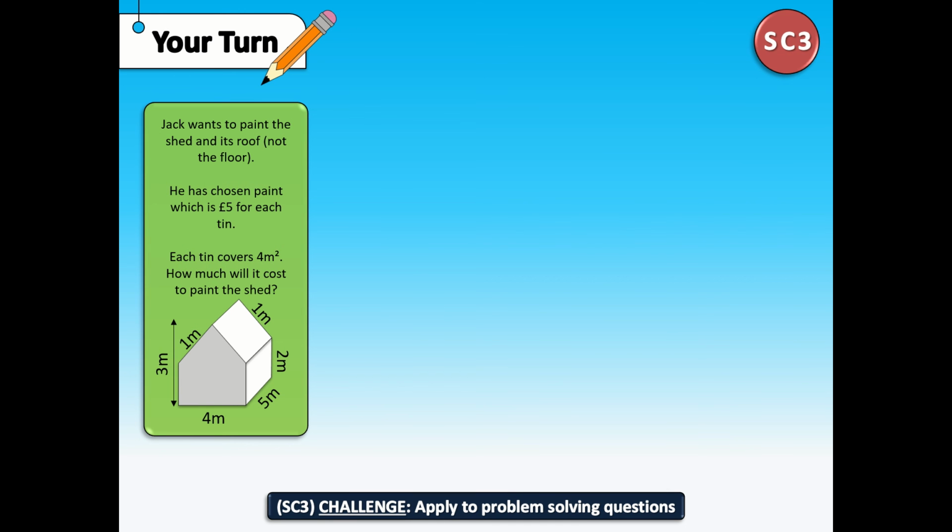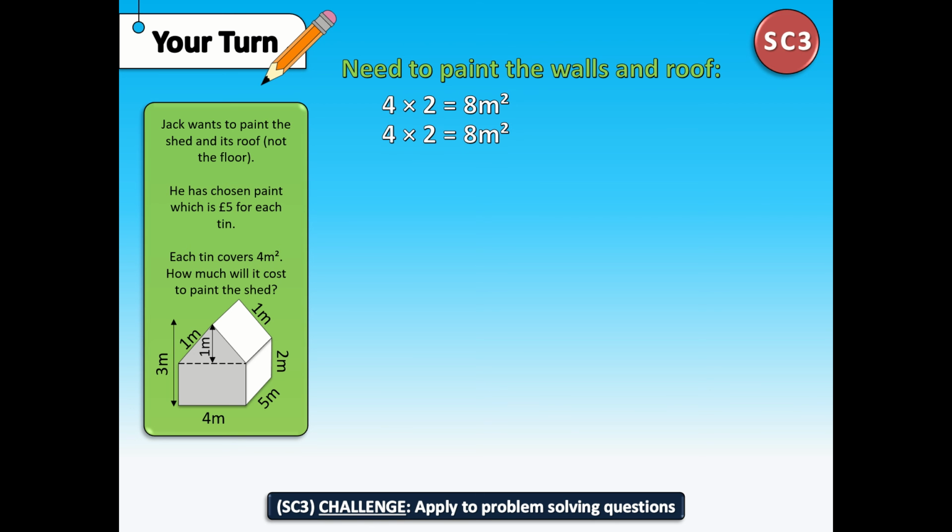So in the green question, we need to work out the surface area of the shed. So we can split the front of the shed up into a rectangle and a triangle and work out the areas. So the front rectangle is 8 meters squared, and we've got 2 of those. The triangle at the front is 2 meters squared, and we've got 2 of those.